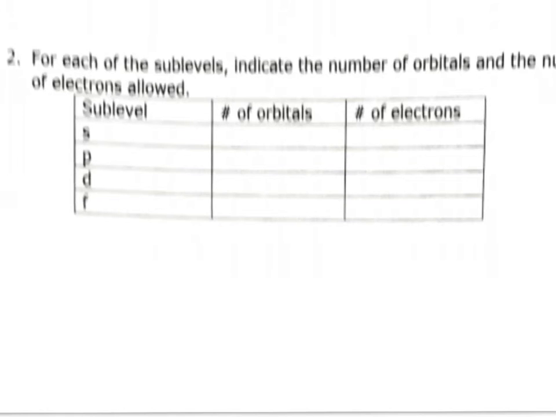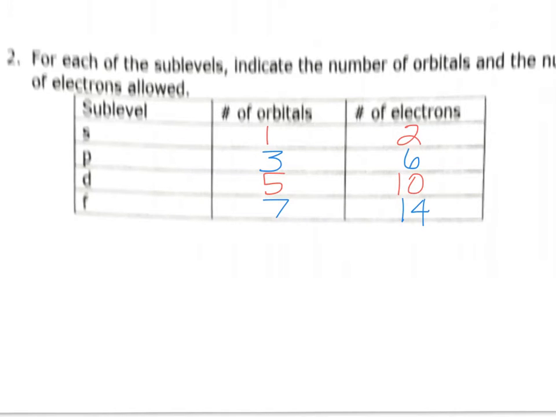First of all, let me apologize about the blurriness of this particular slide. When I scanned in the review, for some reason it's very blurry. So let's just get on with this. For each sublevel, it wants to know how many orbitals and how many electrons are within each sublevel. For the S, there is 1 orbital and it holds 2 electrons. In the P, there are 3 orbitals and it will hold 6 electrons. In the D, it is 5 orbitals and it holds 10 electrons. And in the F, it's 7 and it will hold 14.